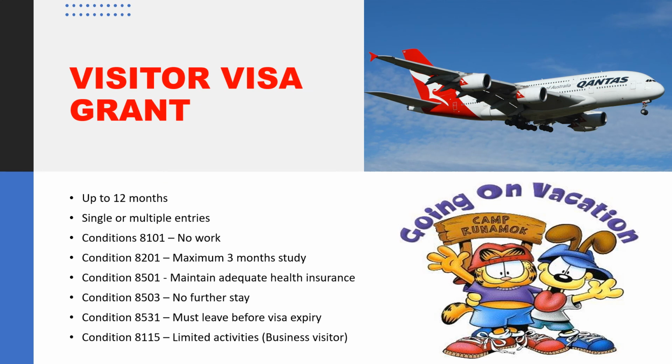So, if the visa applicant satisfies the visa criteria and legal requirements, your visa will be granted from 3 months to 1 year, depending on whether it is single entry or multiple entry. Be sure to check the visa conditions attached. Generally, visitor visa has a condition 8101, which means no work.